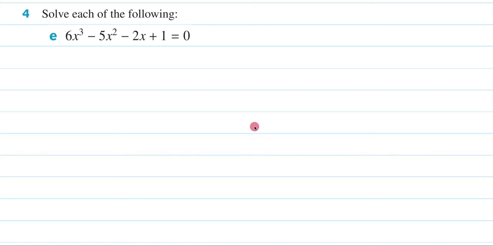We are going through exercise 6D, and in this video we'll be answering question 4E, which is saying solve each of the following. And here is our cubic equation that we need to solve. Now before we can solve it, we need to factorize it. Factorizing a cubic is a painful process, so we are always looking for shortcuts.